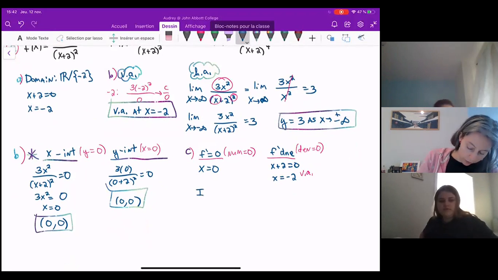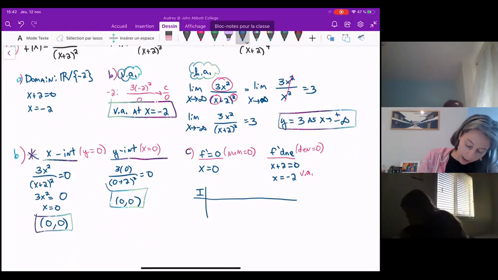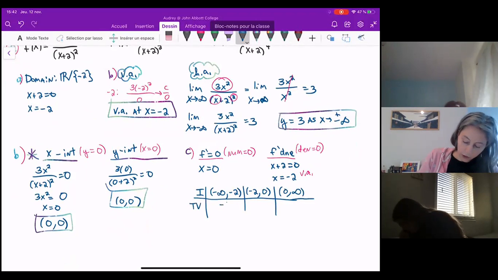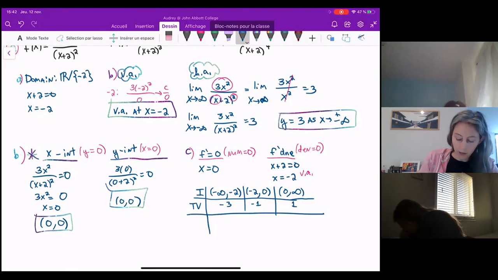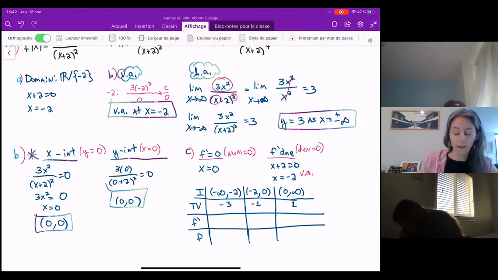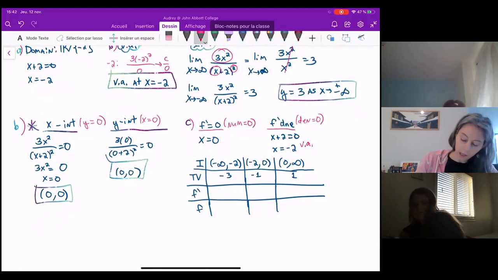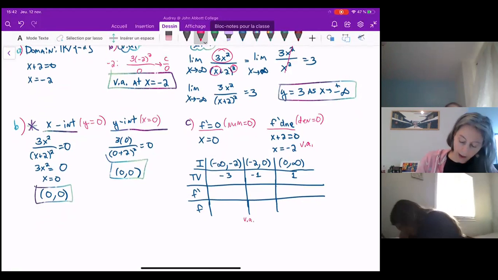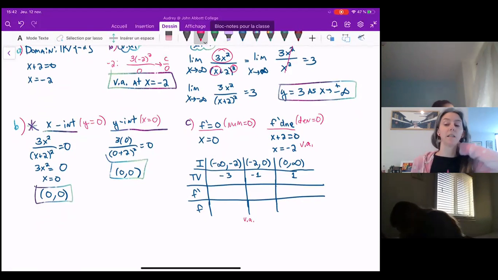So now we make our table of values using f prime. So here I'm going to have my interval, and I'm going to separate at negative 2 and 0. And I want to pick a test value on each interval that I then plug in to f prime so that I can make conclusions about f. But I'm just going to immediately write here that negative 2 is a vertical asymptote, so I don't accidentally think later that it's a min or a max.